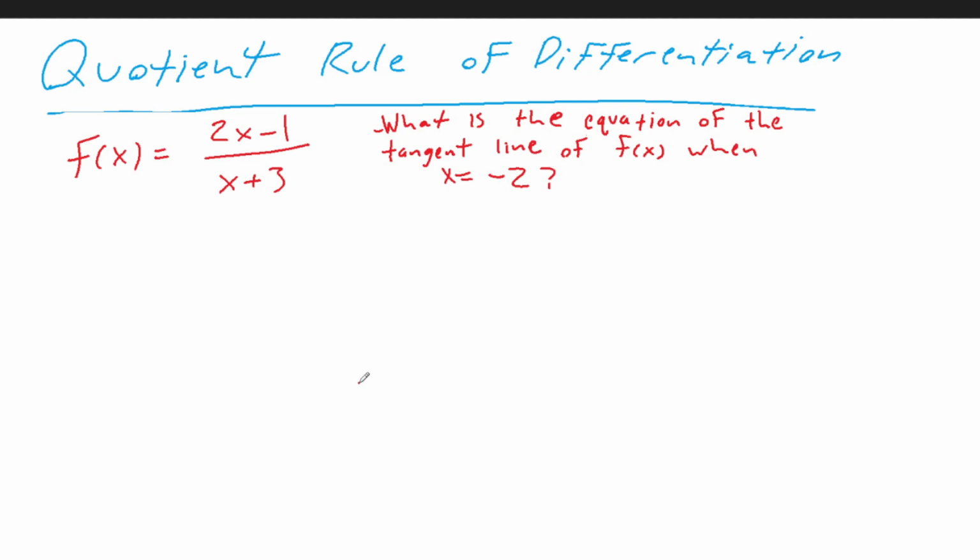Okay, here's another example. This one's even more complicated, but it's still not too hard. So you can go ahead and pause the video and try to use the quotient rule to answer this question. What is the equation of the tangent line of f of x when x equals -2?